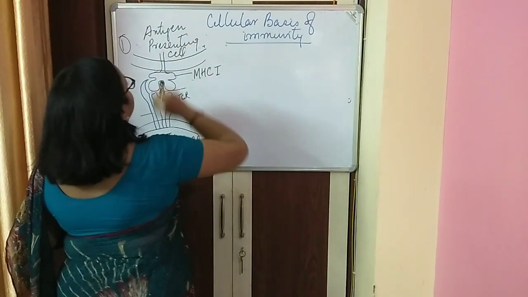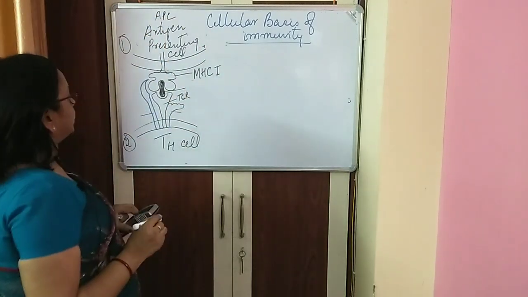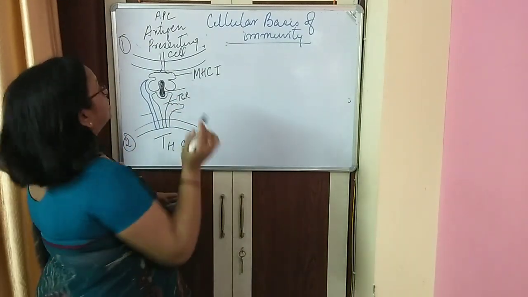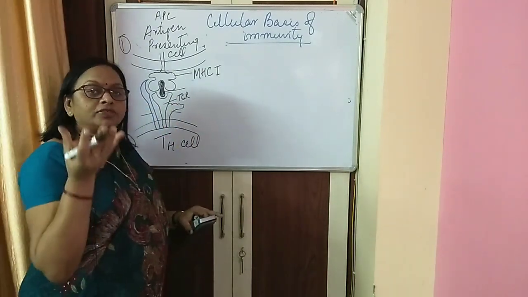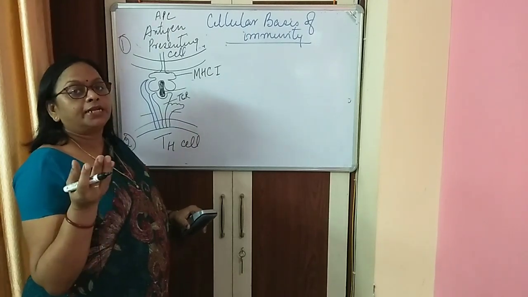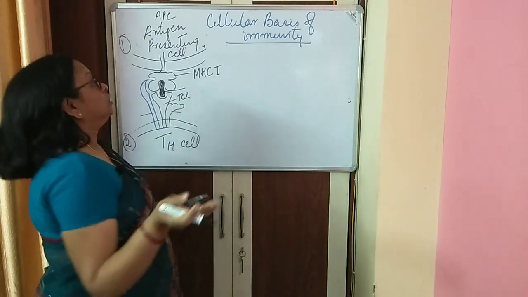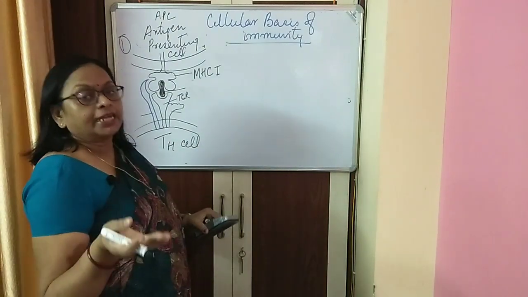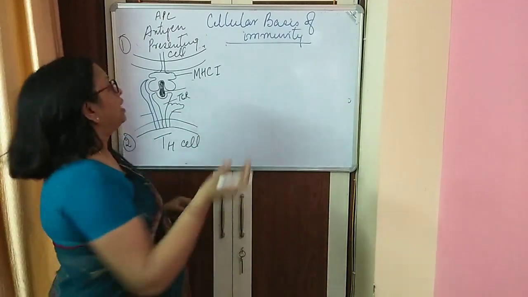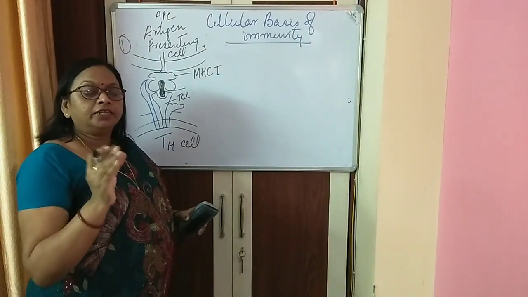Antigen presenting cell, or APC. The cell will engulf the antigen, phagocytose the antigen, because they are phagocytic cells like B lymphocytes, macrophages and dendritic cells. Any cell which acts as an antigen presenting cell and has encountered the antigen will process the antigen. Process means they will break the antigen.